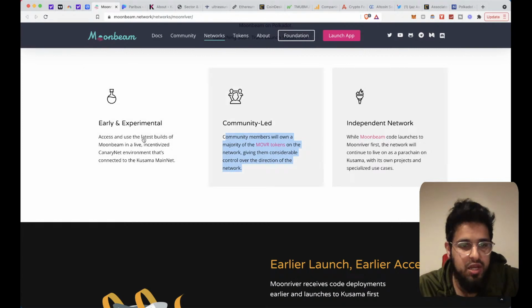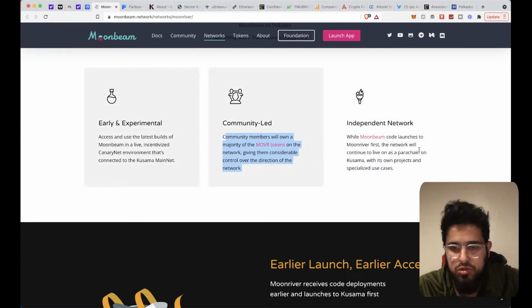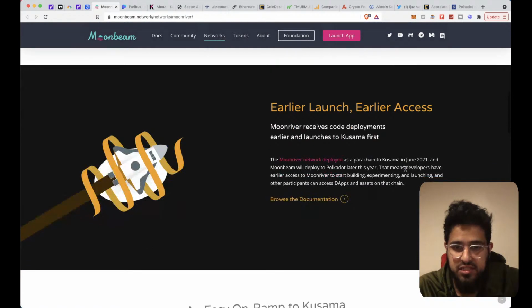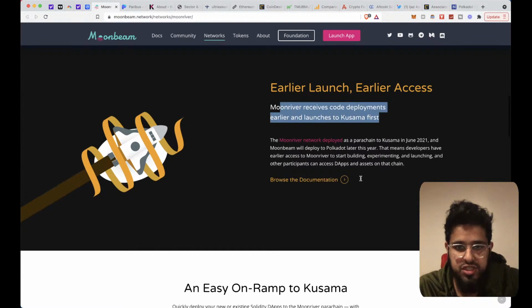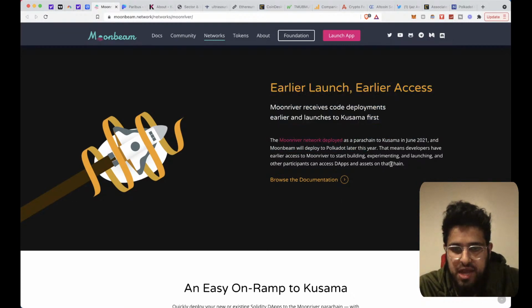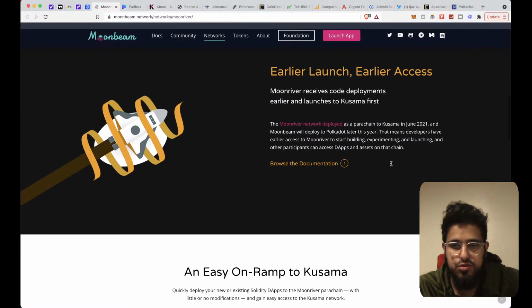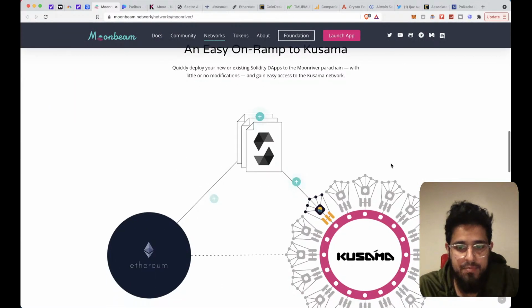Early experimental, while Moonbeam code launches to Moonriver first, the network will continue to live on as a parachain on Kusama, and in specialized cases. Earlier launch, early access, Moonriver continues. Moonriver receives code deployments early and launches to Kusama first. The Moonriver network deployed as a parachain to Kusama in June 21. Easy on ramp to Kusama.